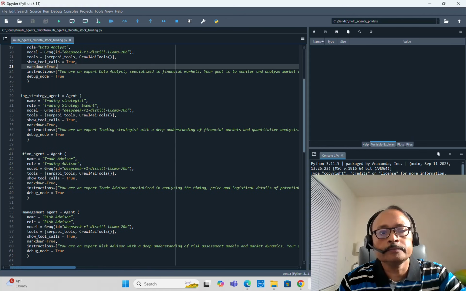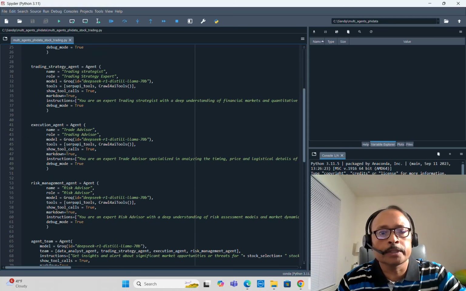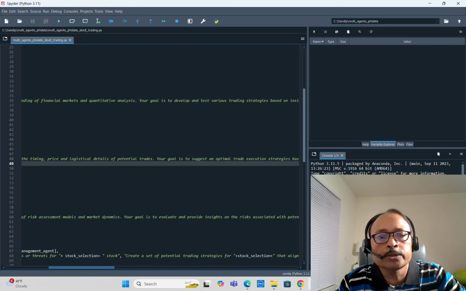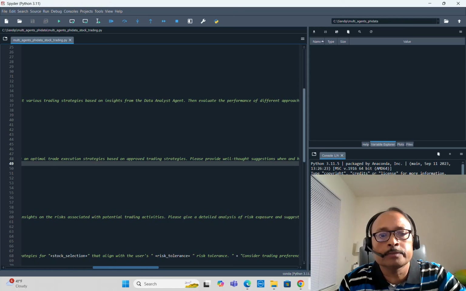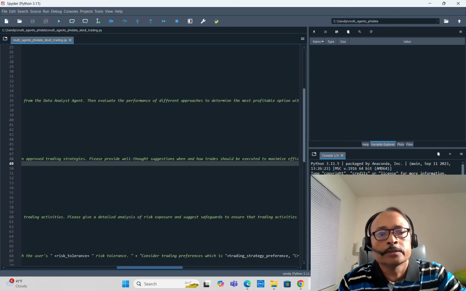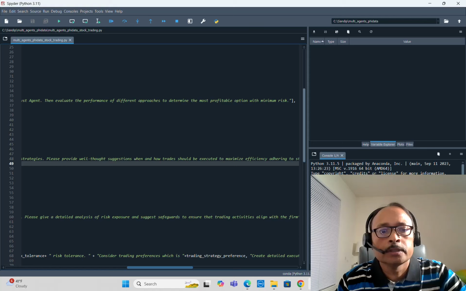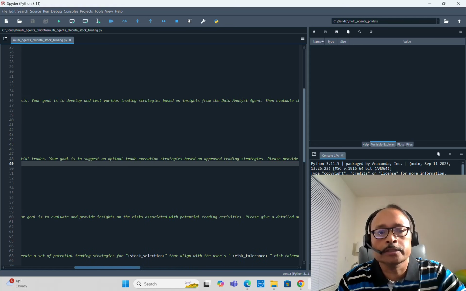risk. And the third one is the execution agent. It is responsible for the execution. We also call it the trade advisor here. So you are an expert trade advisor specialized in analyzing the timing and price logistical details of the potential trades, and your goal is to suggest an optimal trade execution strategy based on the approved trading strategies. So based on the approved trading strategies done by the previous agent, it will do that. Please provide a well thought suggestion on when and how the trade should be executed to maximize efficiency, adhering to the strategy.